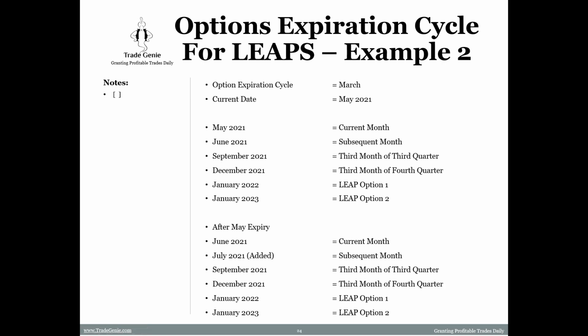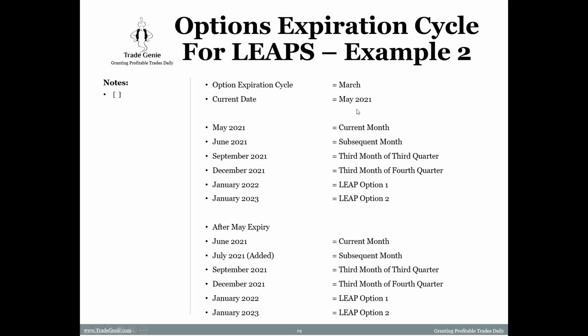Now there's another example I give you to understand. The more examples you go through, the more understanding. And you can always listen to the recording on YouTube, so you don't need to write anything, or you can just listen again. So, option expiration cycle. This time the option expiration cycle is March. So this stock is assigned to March expiration.